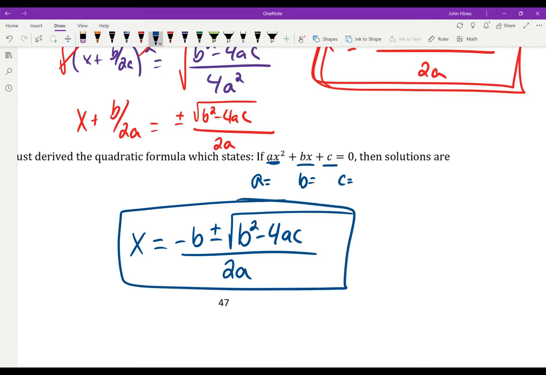I'll do it one more time, and I'm expecting you to be singing along at home. x equals negative b plus or minus the square root of b squared minus 4ac all over 2a.